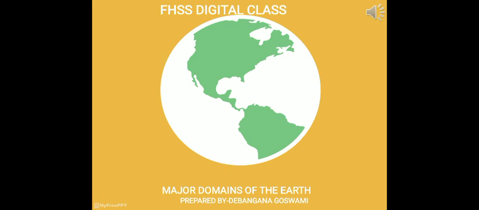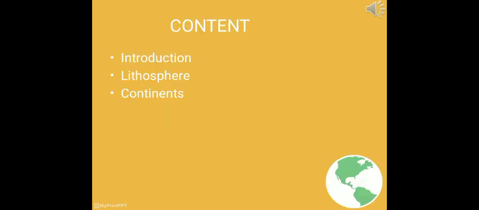So, next chapter which I am going to discuss is major domains of the earth. Here in this chapter, we will study about the specific features of the earth. So, let's start the chapter. Content. First of all, I'll give a brief introduction of the chapter. Next, I will discuss about lithosphere and then continents of the earth.